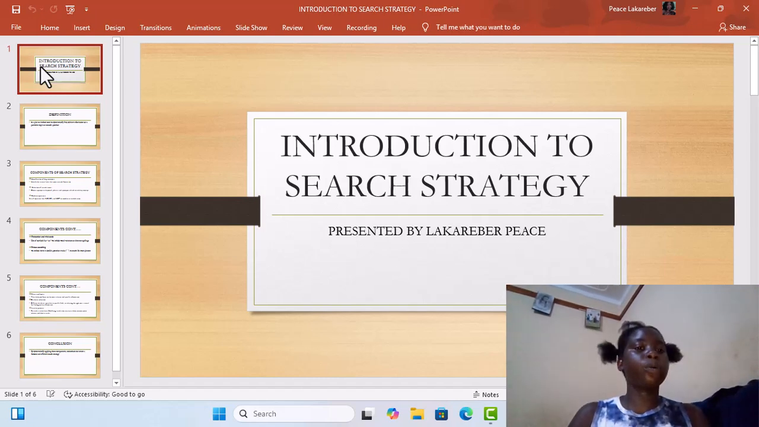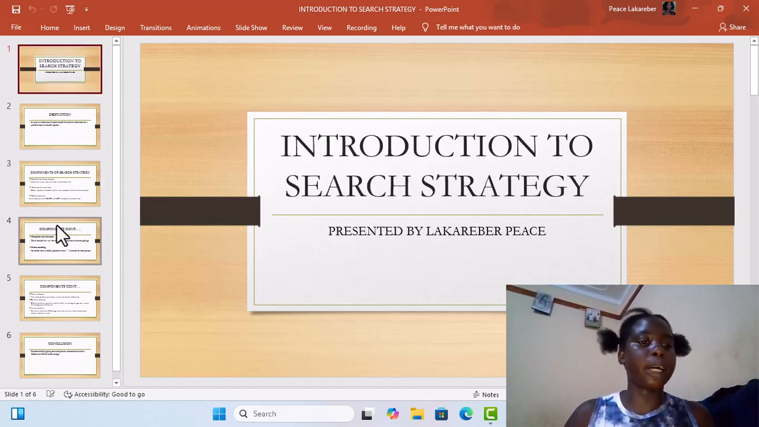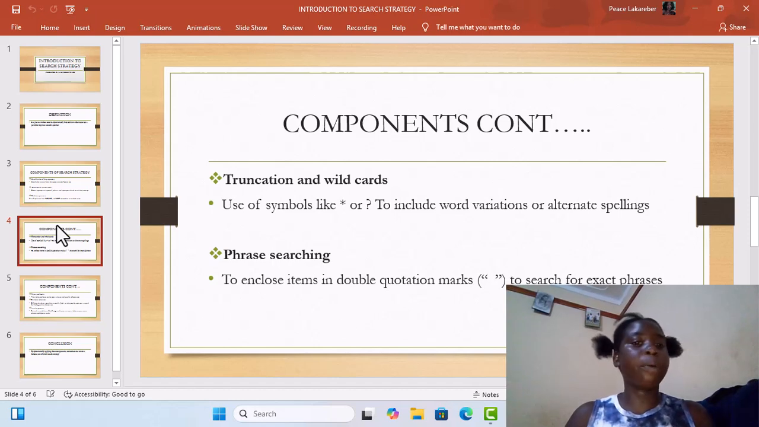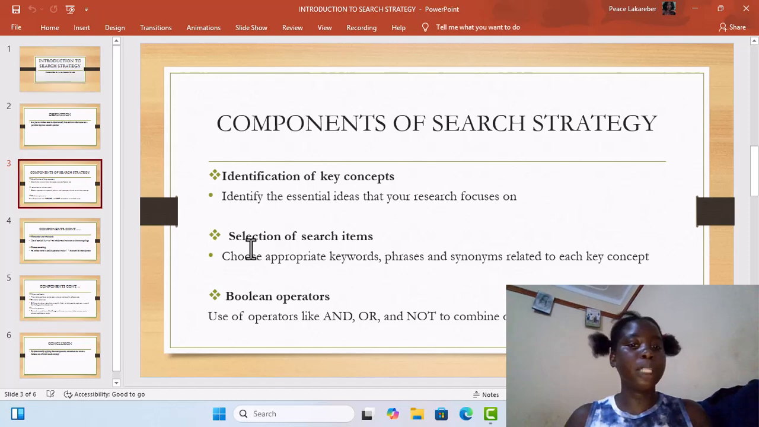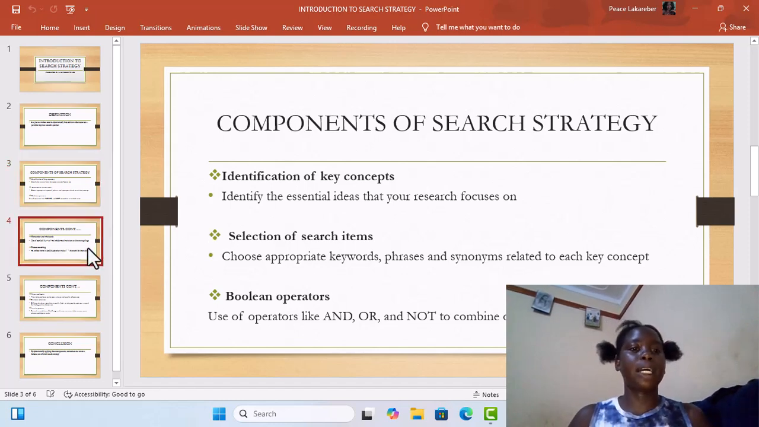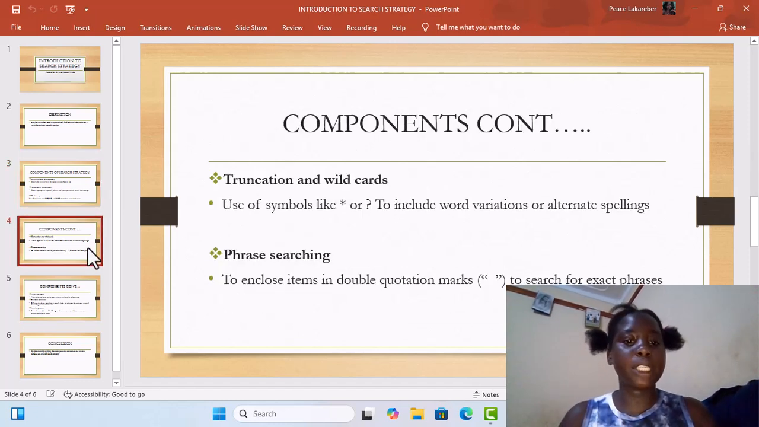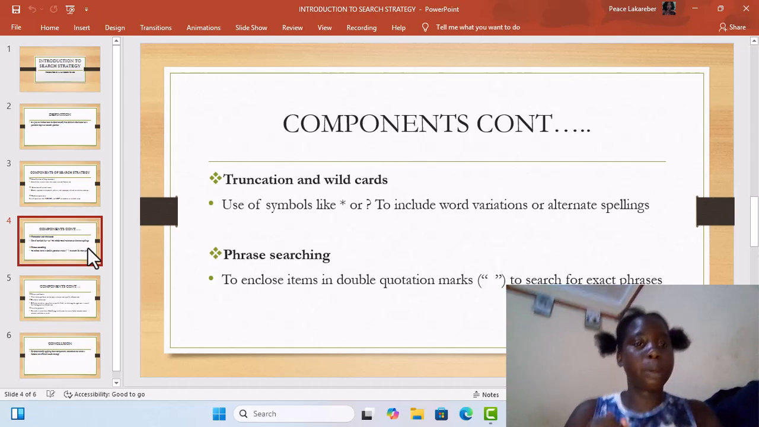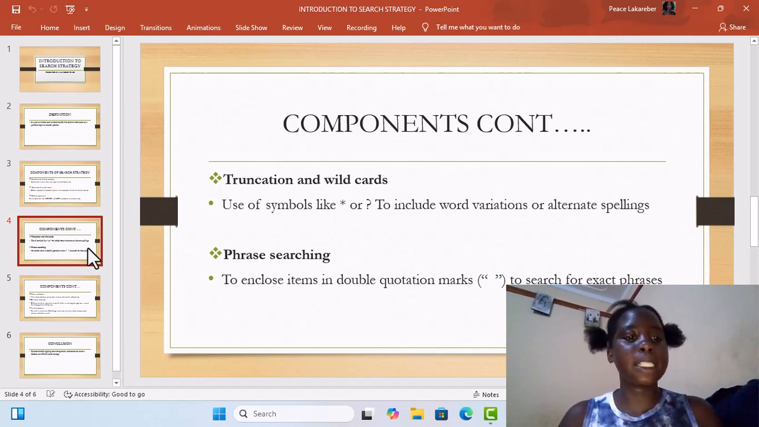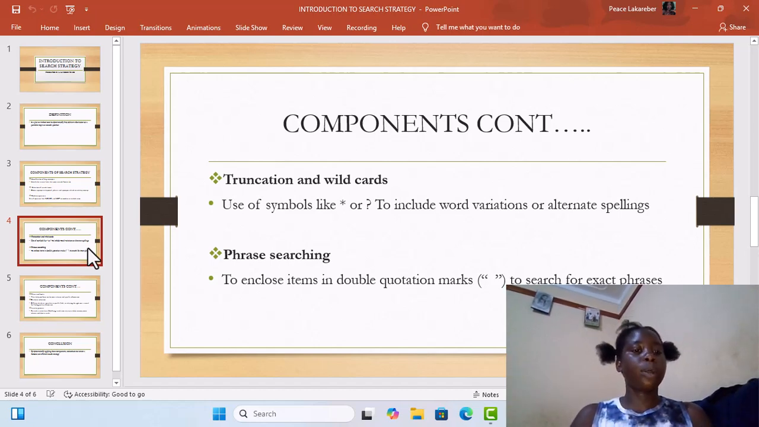And if you want to know more about the components of search strategies, for example, we have the Boolean operators, the truncations and wildcards, and phrase searching, please watch my previous videos where I have talked about these operators.